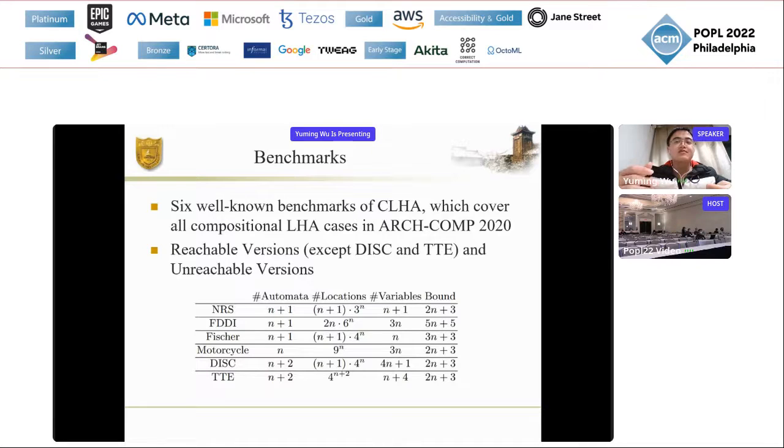In these benchmarks, DISC and TTE have only the unreachable version, while the other 4 cases have both reachable and unreachable versions. In the reachable version, there is at least one run that reaches the target state within a given bound, while in the unreachable version, there exists no such witness runs. We use the reachable version to evaluate how fast our method can locate the witness, and the unreachable version to evaluate its efficiency of searching the entire bounded state space.